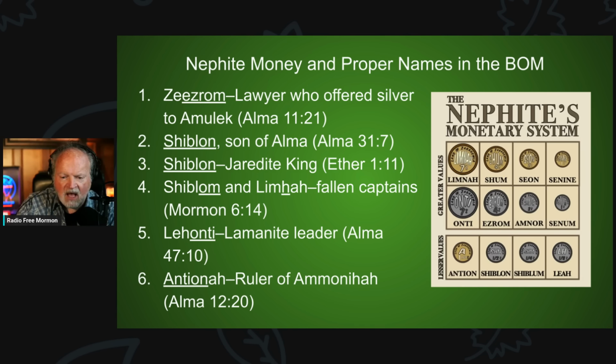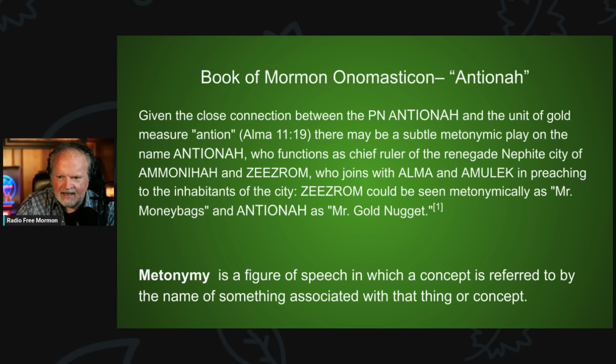And here's one, Lehantai, a Lamanite leader. It's like a cross between Lehi and Antai. And Antai happens to be the biggest value of silver. Remember the Antai, the 6 Antais offered by Zeezrom to Amulek to get him to deny the existence of a god? So there it is, Lehantai. And then you get to Antionah again at the bottom, which I wanted to put next to Zeezrom at the top. So there's a number of examples of Nephite monetary units showing up in Nephite personal names.